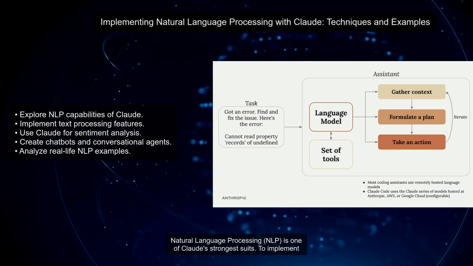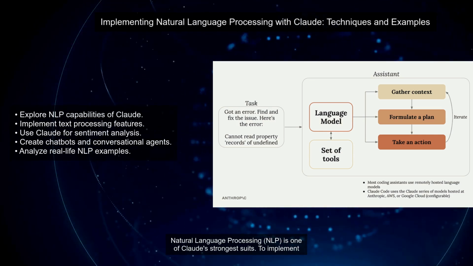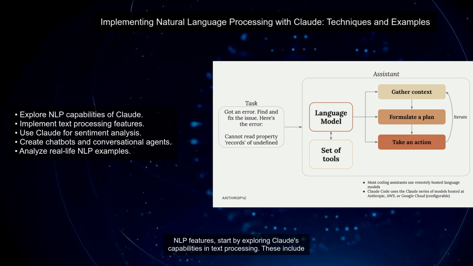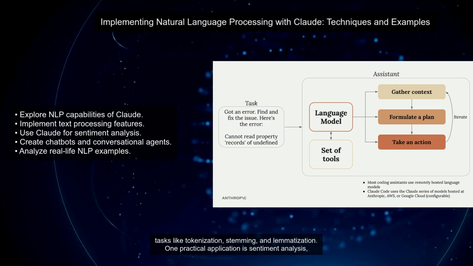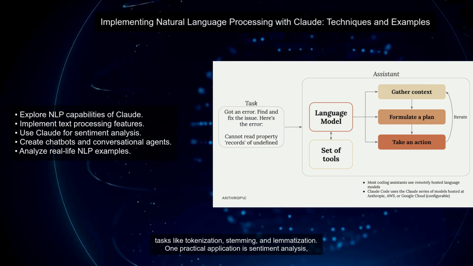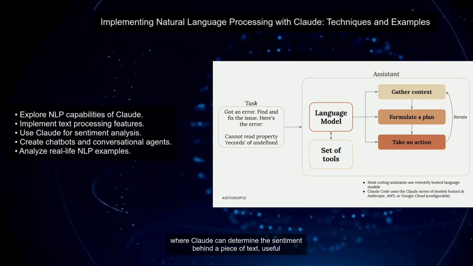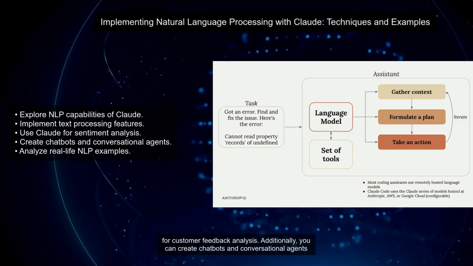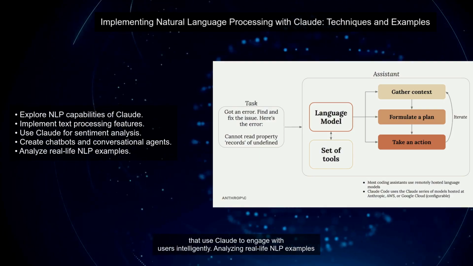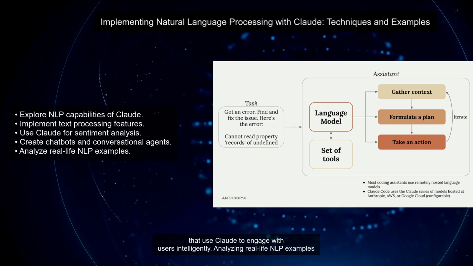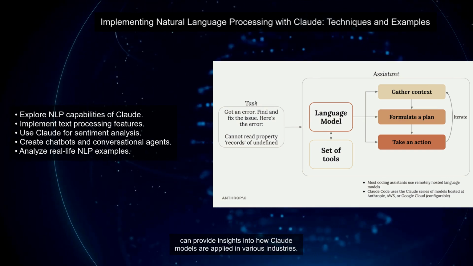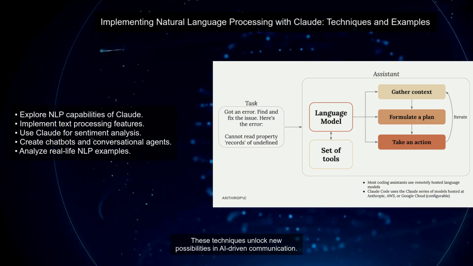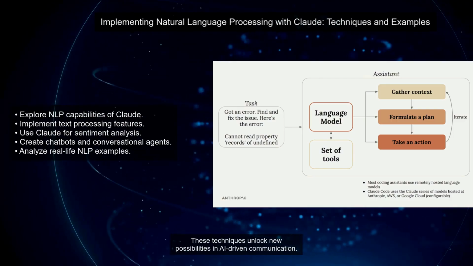Natural language processing, NLP, is one of Claude's strongest suits. To implement NLP features, start by exploring Claude's capabilities in text processing. These include tasks like tokenization, stemming, and lemmatization. One practical application is sentiment analysis, where Claude can determine the sentiment behind a piece of text, useful for customer feedback analysis. Additionally, you can create chatbots and conversational agents that use Claude to engage with users intelligently. Analyzing real-life NLP examples can provide insights into how Claude models are applied in various industries. These techniques unlock new possibilities in AI-driven communication.